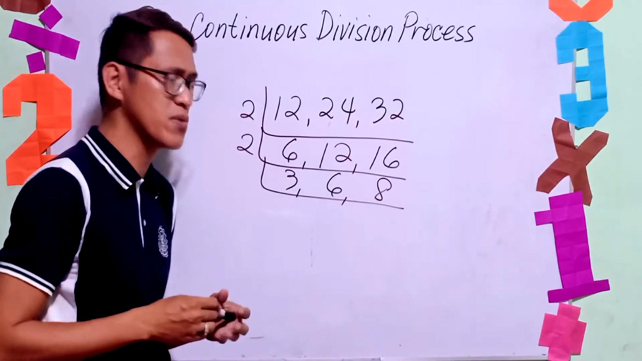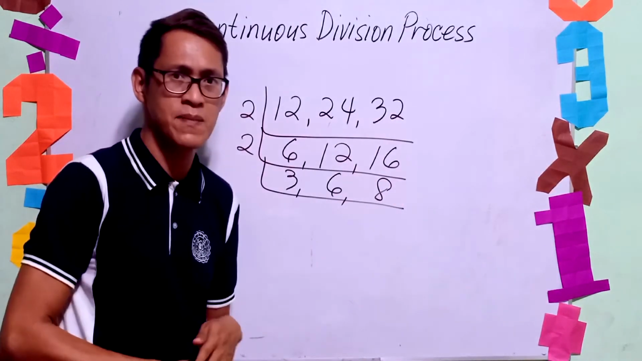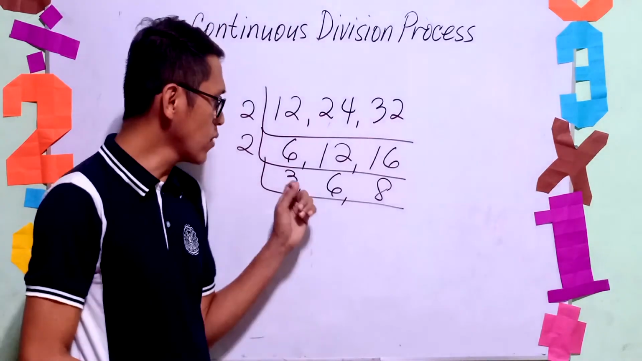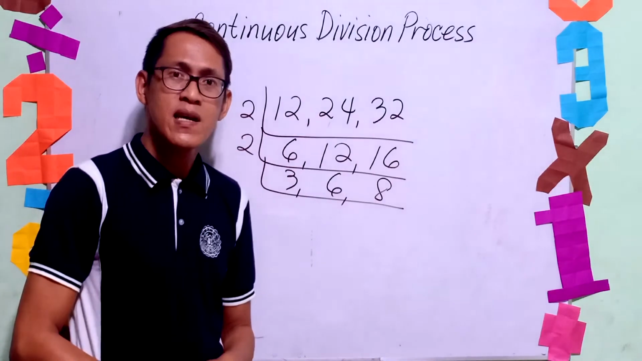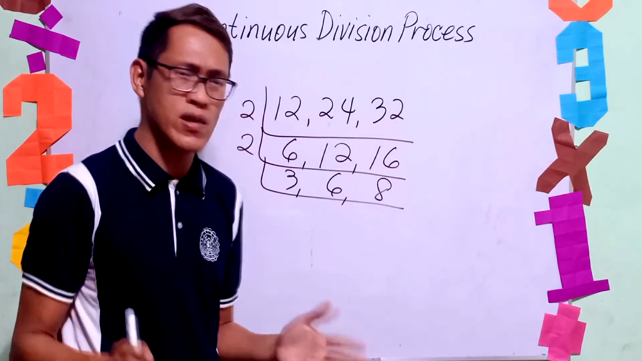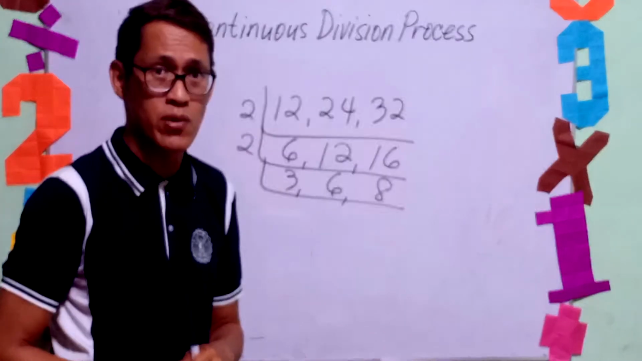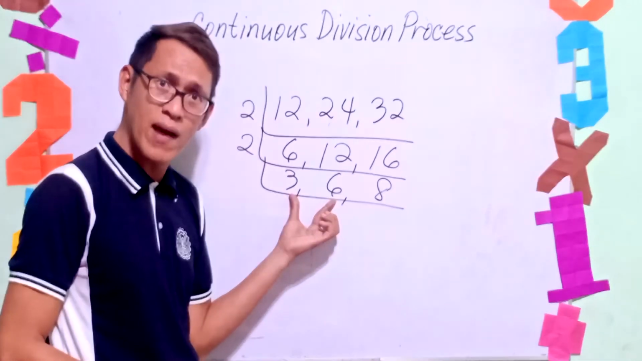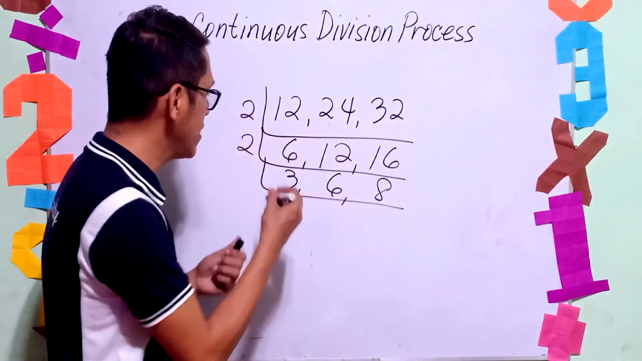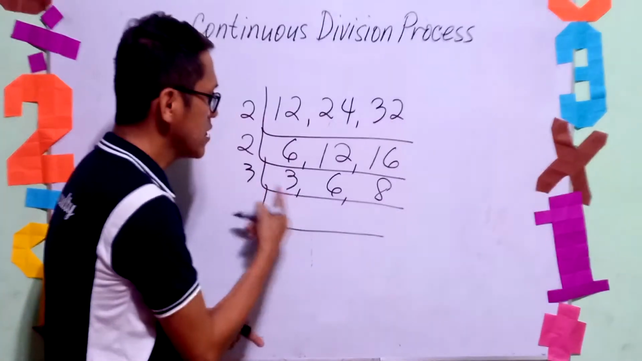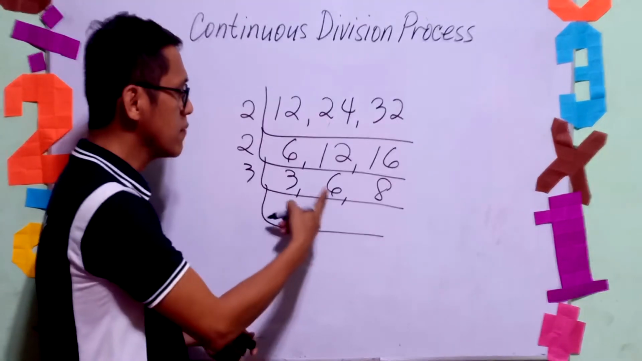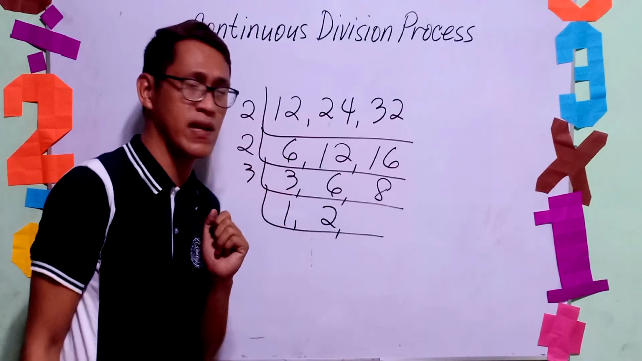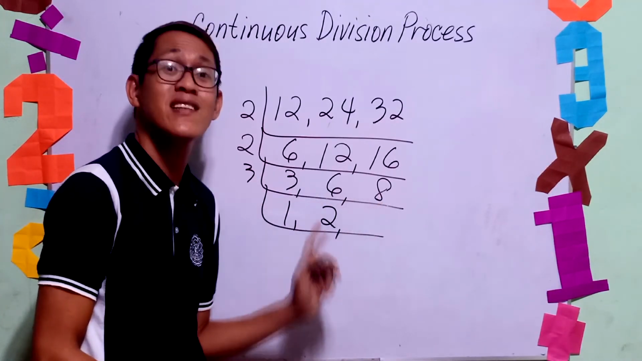Now look at these 3 numbers here. 3, 6, 8. Their only common factor is 1, right? You can only divide them by 1. What will you do? If you can't divide all the 3 numbers, look for 2 numbers. Look at these 2. I can divide them by 3. So continue dividing. Divide this by 3, you get 1. Divide this by 3, you get 2. But 8 divided by 3 cannot, there's a remainder. So what will you do with 8? Just bring it down.